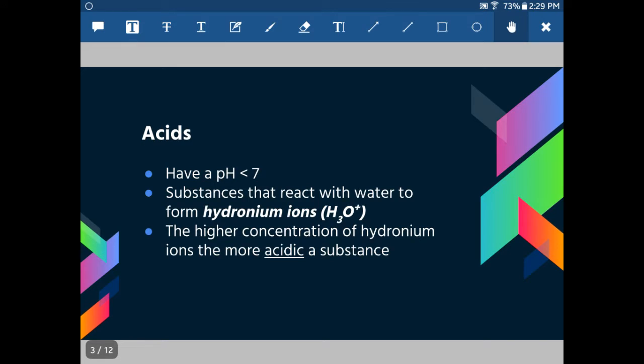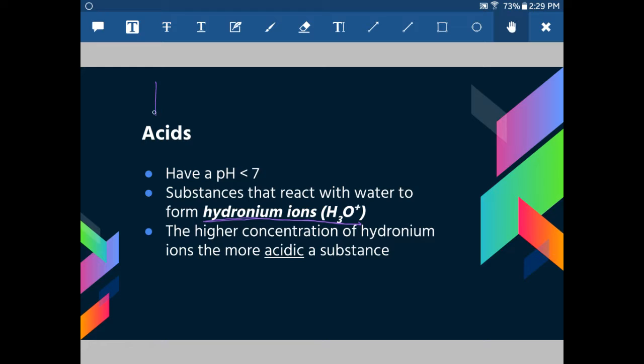So when we take a closer look at some acids, like I mentioned, they have a pH of less than 7. They're substances that react with water to form hydronium ions. Now, hydronium ions are something that we mentioned in Chemistry 20, and essentially there's an extra hydrogen that has attached onto a water molecule, and this is what we called modified Arrhenius theory. Essentially, that hydrogen breaks off from the acid and is pretty strongly attracted to the water molecule in which the acid is dissolved. The higher concentration of this hydronium ion in a solution means that it's a more acidic substance.